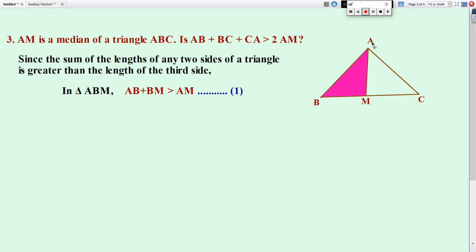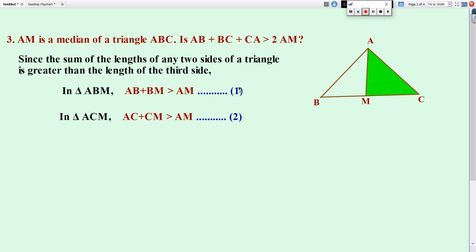Now let me take the triangle ACM. Similarly, how can you write the inequality? Take sides AC and CM. You can write, in triangle ACM, AC plus CM greater than AM, the third side. This we can take as equation number 2.